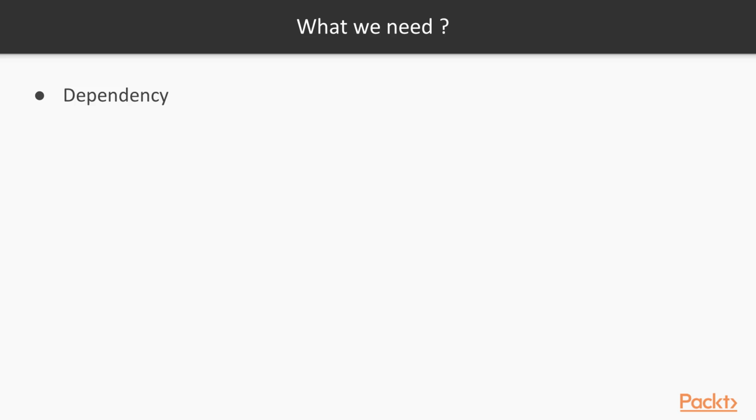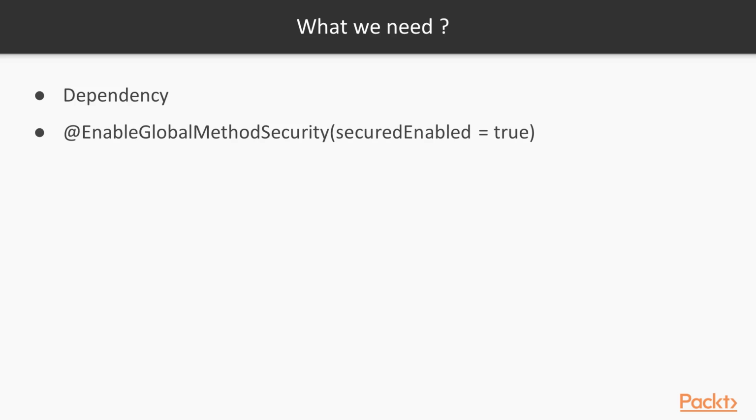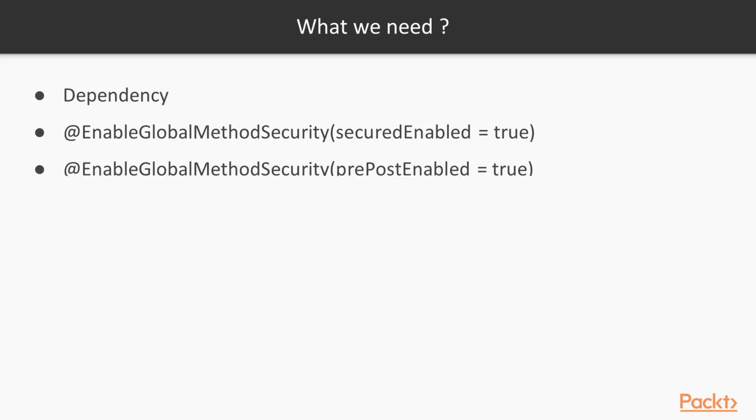Now, if you want to enable the method security, you can enable it using the annotation @EnableGlobalMethodSecurity with securedEnabled equal to true. Else, you can also use @EnableGlobalMethodSecurity with prePostEnabled equal to true. And there is one more to have support for JSR 250 annotations. So Spring Security also supports JSR 250 and the corresponding method security annotations. Now let's go.